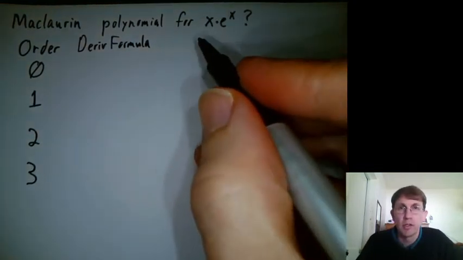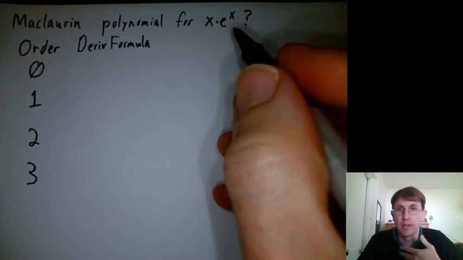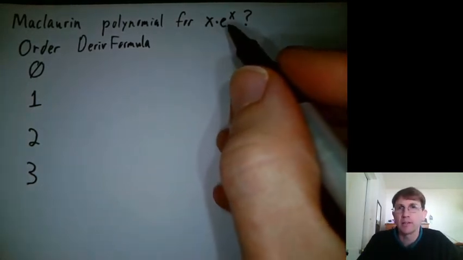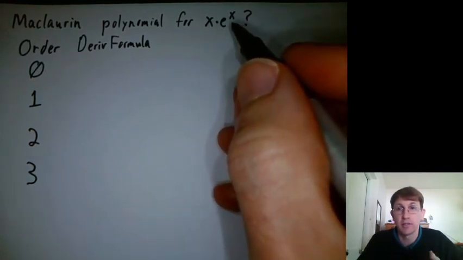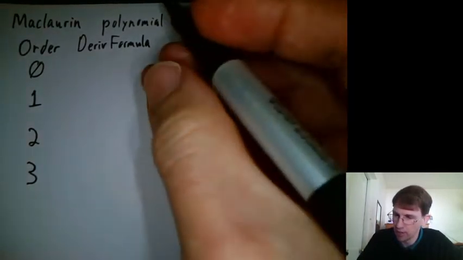Let's try a Maclaurin polynomial for x e to the x, not because it's a function I really care about, but because it illustrates a principle that we want to get at. X e to the x is actually close to a function I care about, which is x times e to the negative x, which is a surge curve. Here I'm just not including the negative just to make life a little bit simpler.